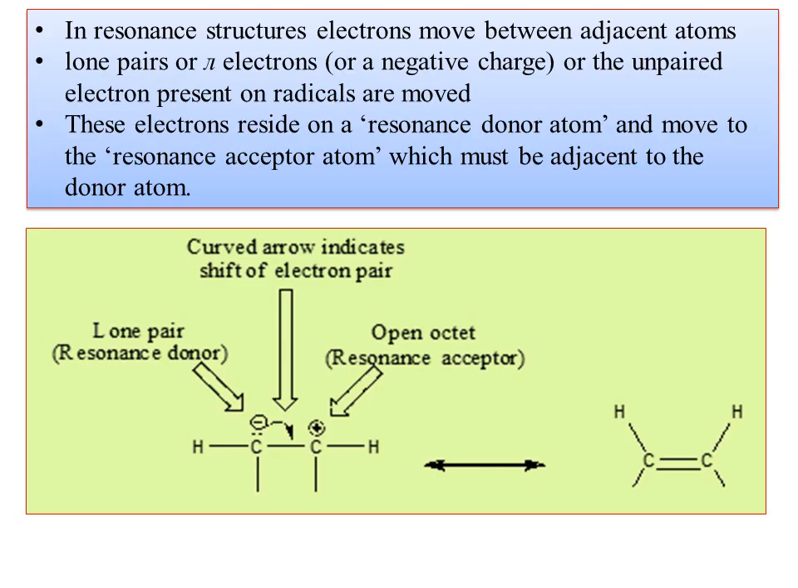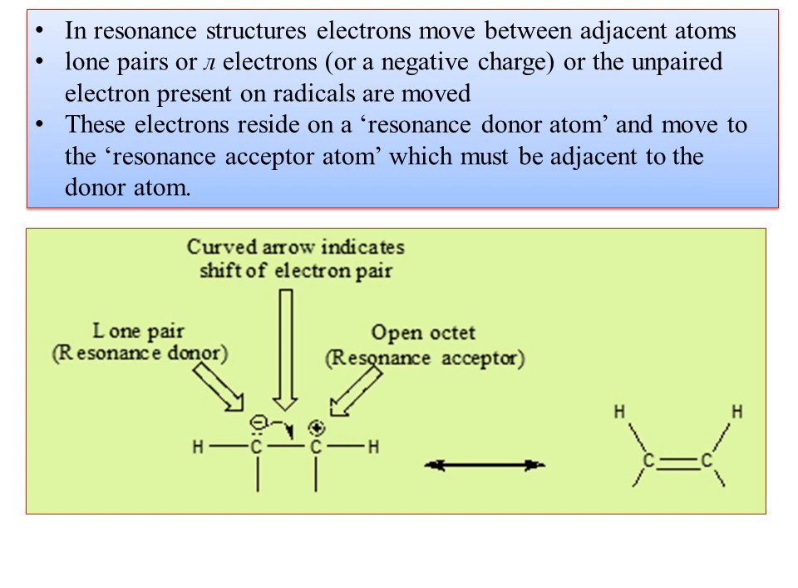In resonance structures, the electrons move between adjacent atoms, that is, a lone pair or pi electrons, negative charge, or an unpaired electron on a radical are moved. They just keep on moving from one atom to another atom. When you write the arrow mark, you are going to consider the resonance donor atom moving to the resonance acceptor atom, which must be adjacent to the donor atom. Then only it is possible, otherwise it's not possible.